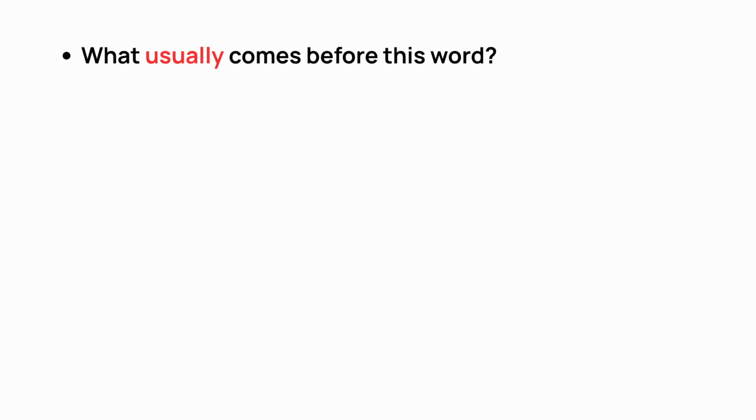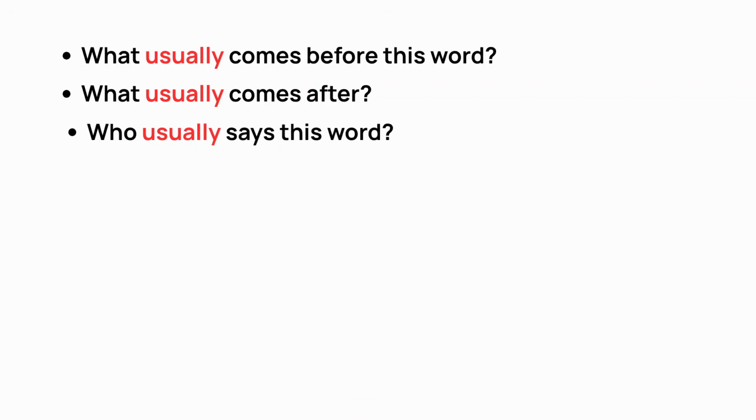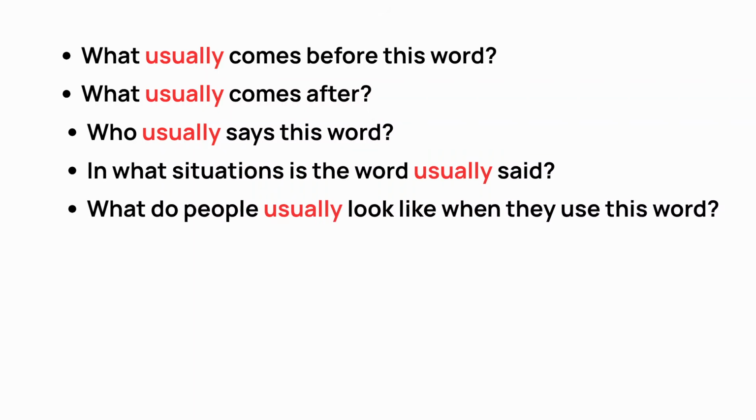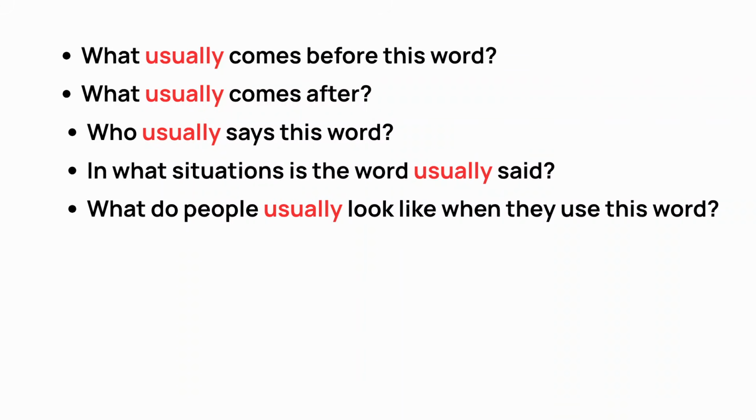What usually comes before this word? What usually comes after? Who usually says this word? In what situations is the word usually said? What do people look like when they use this word? Are they happy? Are they sad? Are they energetic? All of these questions are what the brain really cares about, because the brain isn't really interested in building a label to meaning lookup system. It's interested in creating a relational model that can predict what someone means before the conscious mind even has time to think.